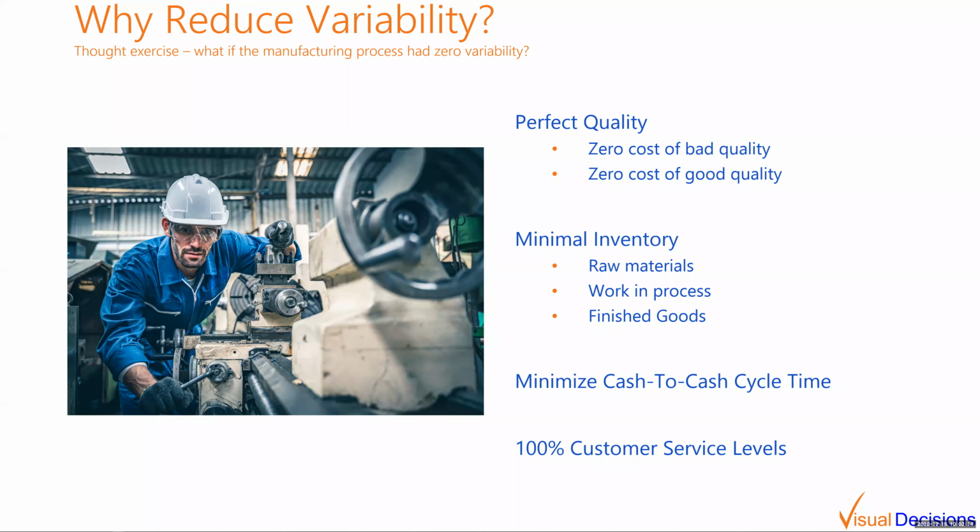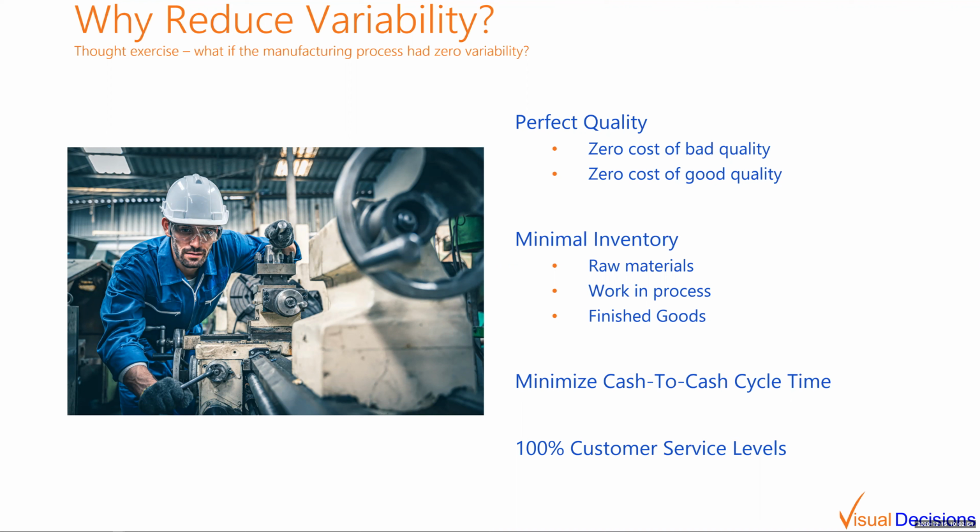Why focus on reducing variability? Instead of working through all of the costs associated with variation in the process, let's do a thought experiment. What would happen if the manufacturing process had zero variability? Well, the most obvious answer is that quality would be perfect. If every item was an exact copy of the ideal, there would be no quality issues whatsoever. So the cost of bad quality would be zero. However, the cost of good quality would be zero also. There would be no need for any testing, for example, because every part is made perfectly in the first place.